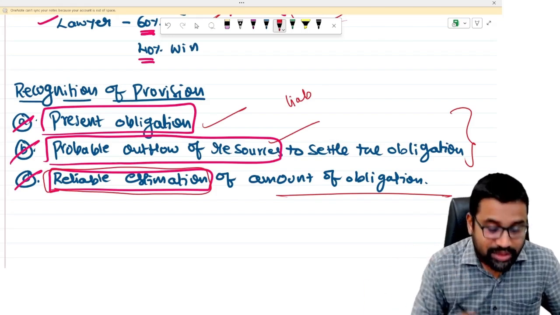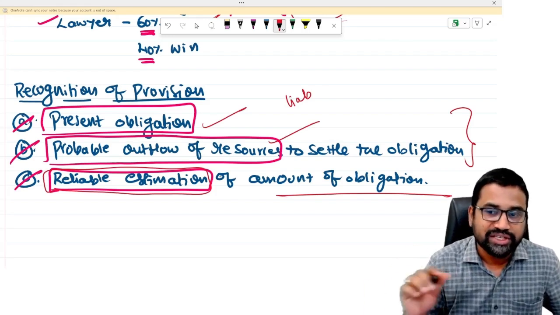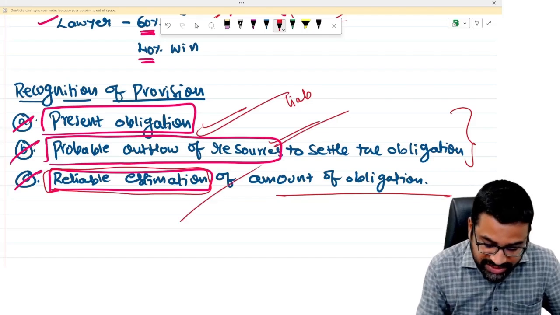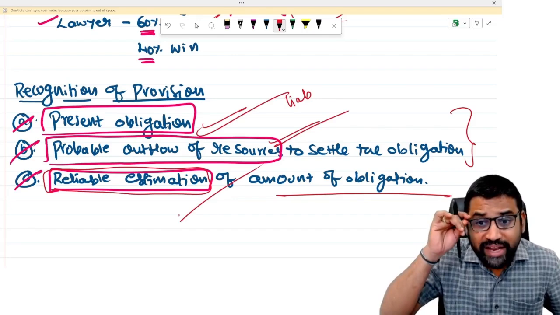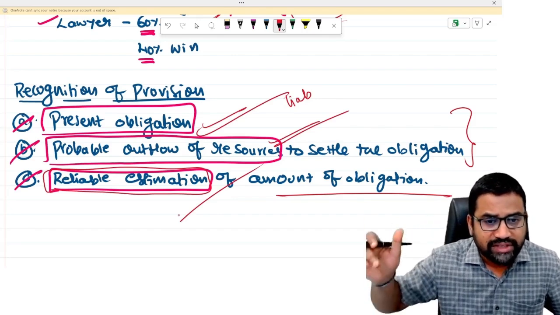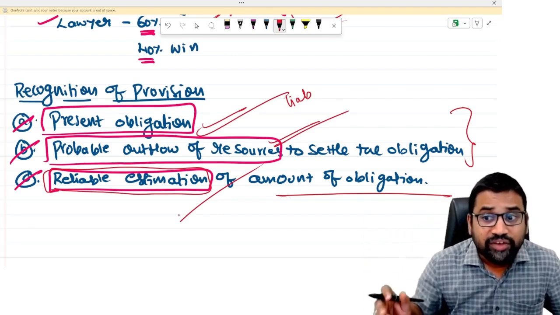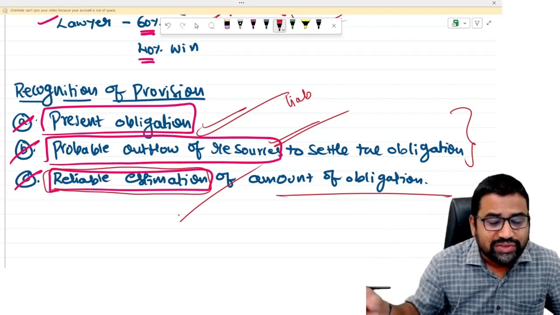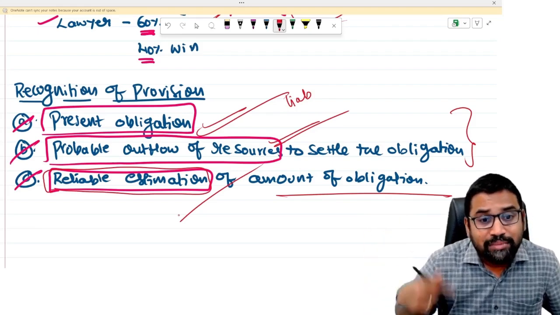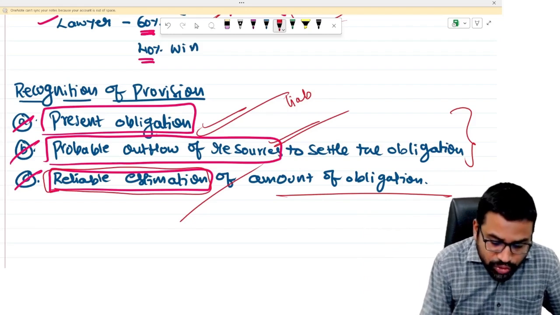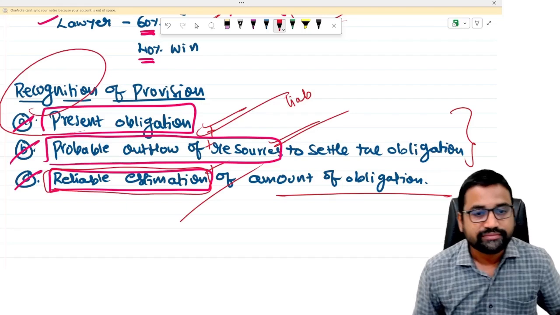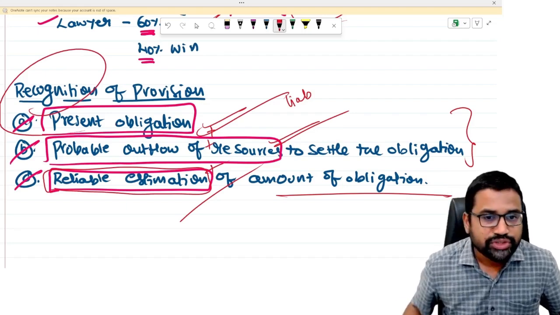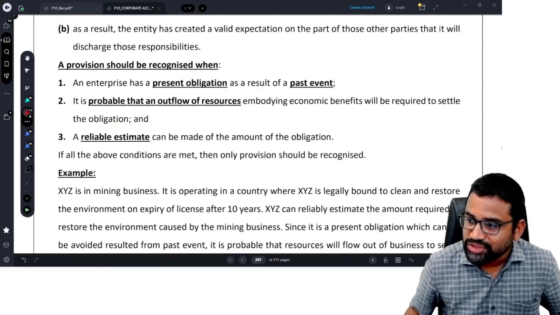Now they may ask a question whether a provision is required to be created in this case or not. You have to see whether all these three conditions are satisfied or not. First of all, is there a present obligation? Is there evidence to say that there is an obligation for the company at the end of the balance sheet? Second, does this obligation require outflow of resources to settle it? Third, can I make a reliable estimation? If you say yes to these 3 points, then you create a provision. That's it. Provision topic is over.